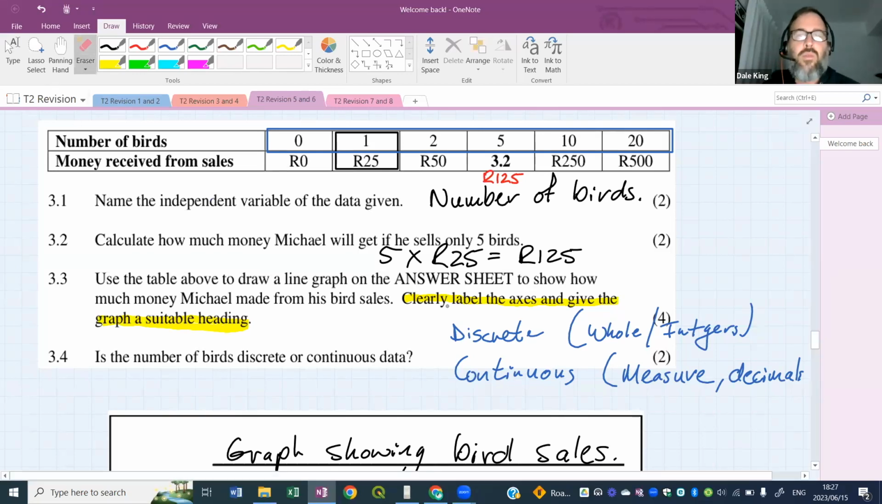So when you talk about people and cars and birds, usually it's discrete, whole numbers or integers. When you talk about how high, how far, how long, that's continuous data because we can measure it and it can be shown with decimals. All right, so 3.4 definitely is discrete. Okay.